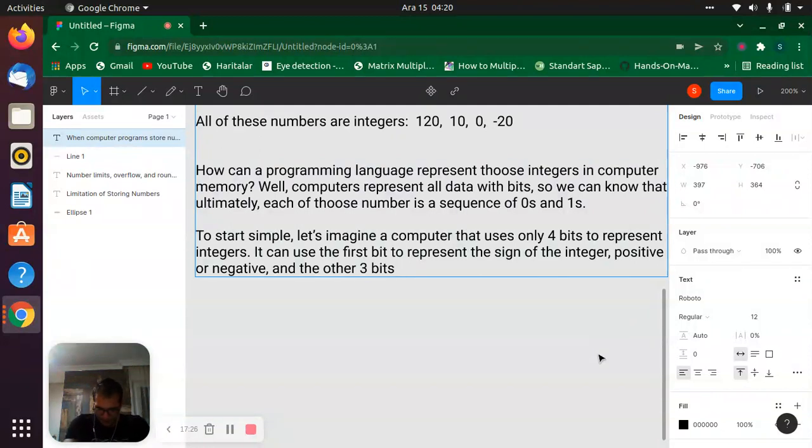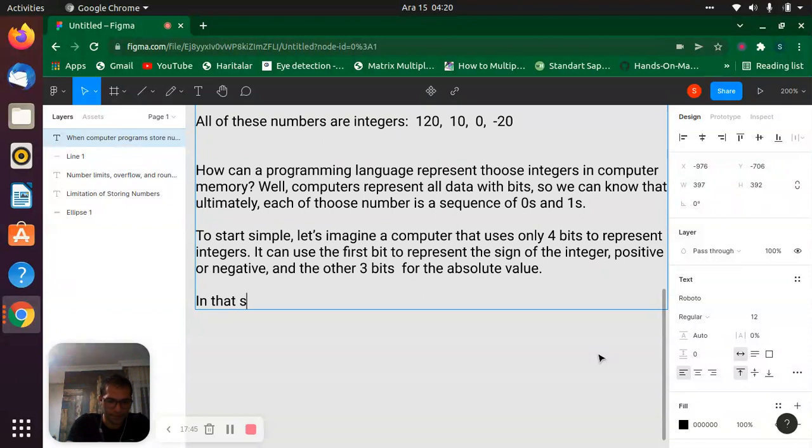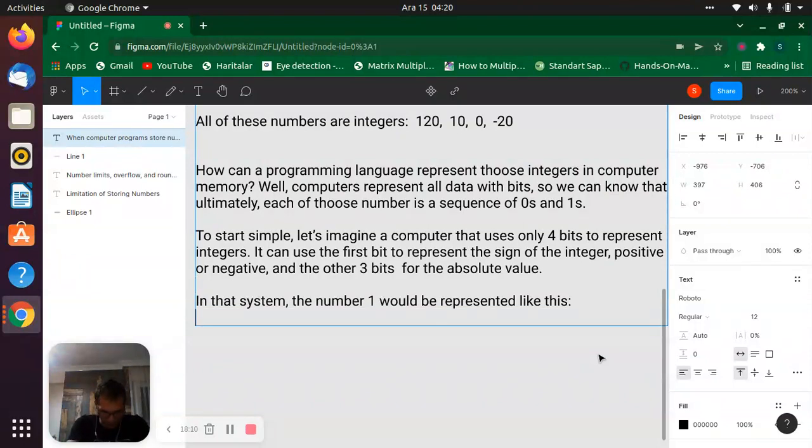And then 3 bits for the absolute value. So in that system, the number one would be represented like this. And yes, come down. Okay.